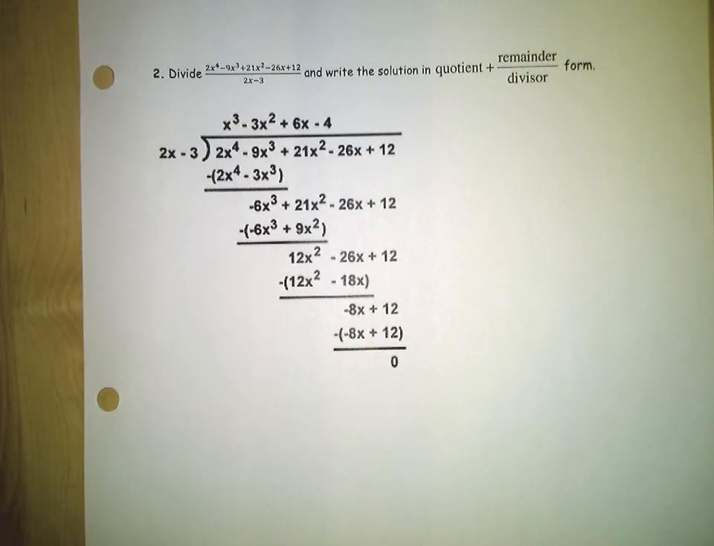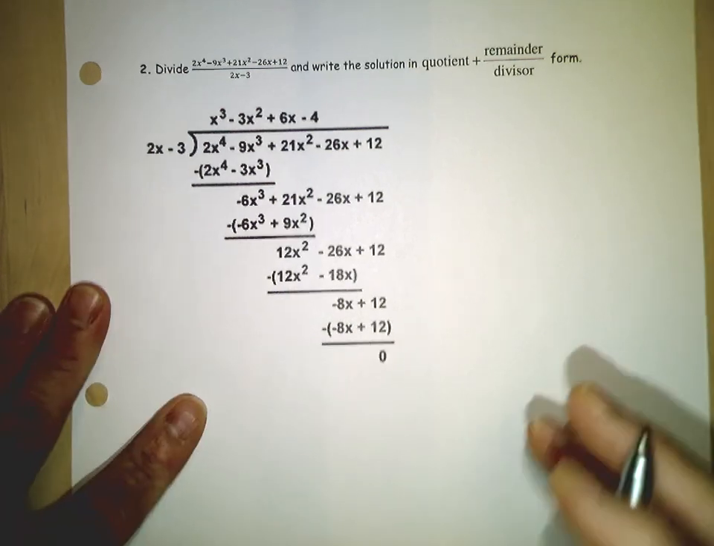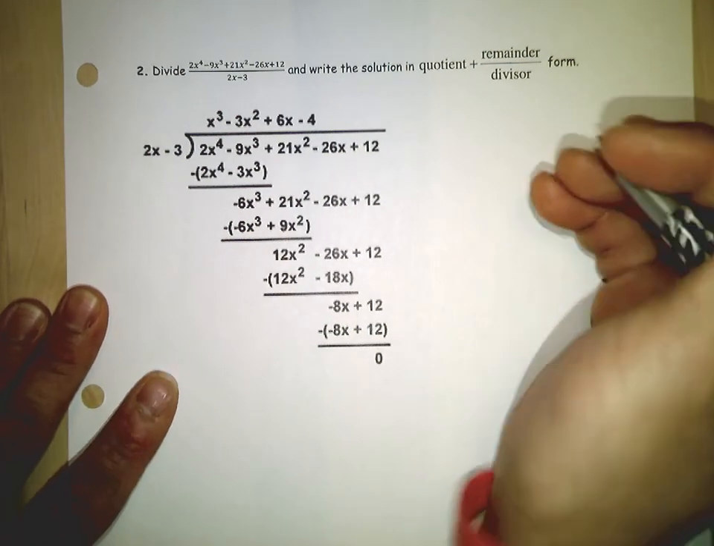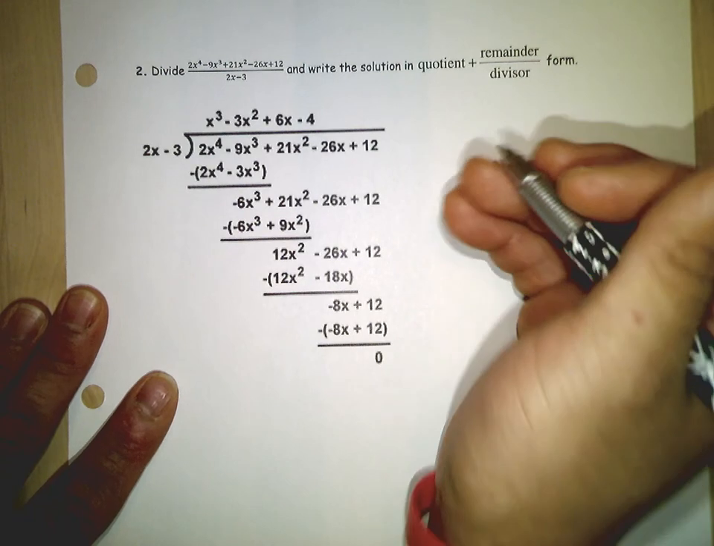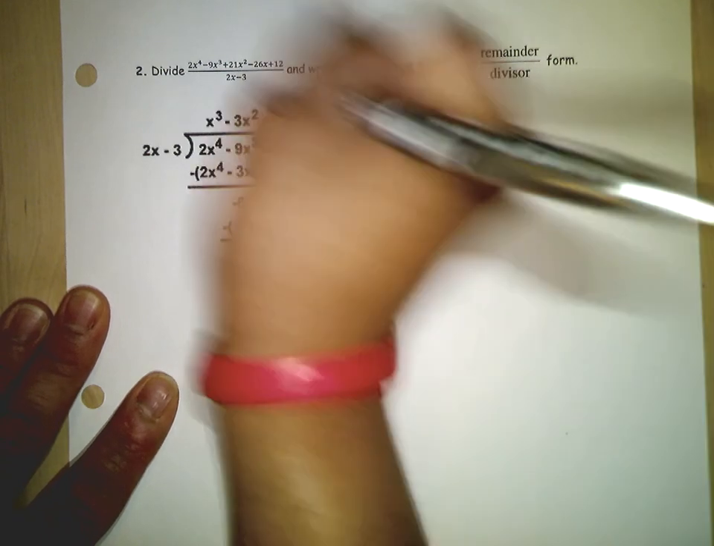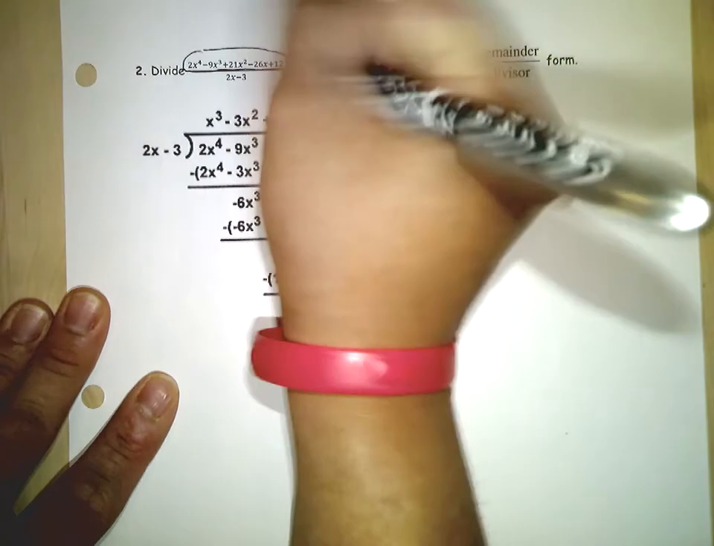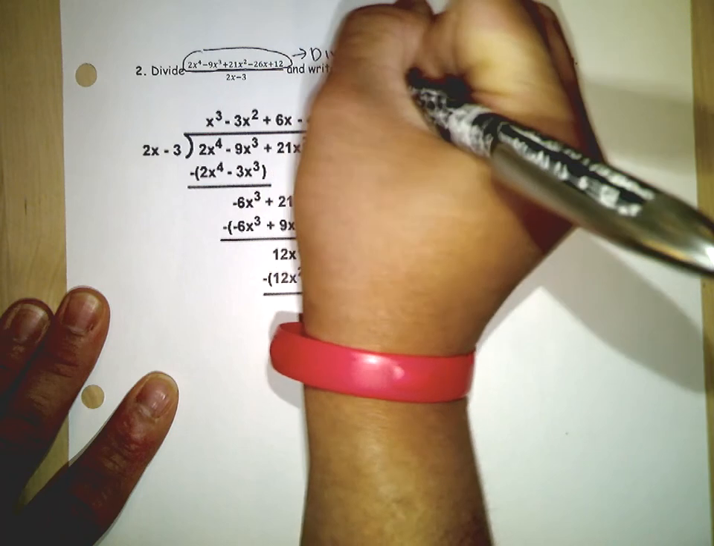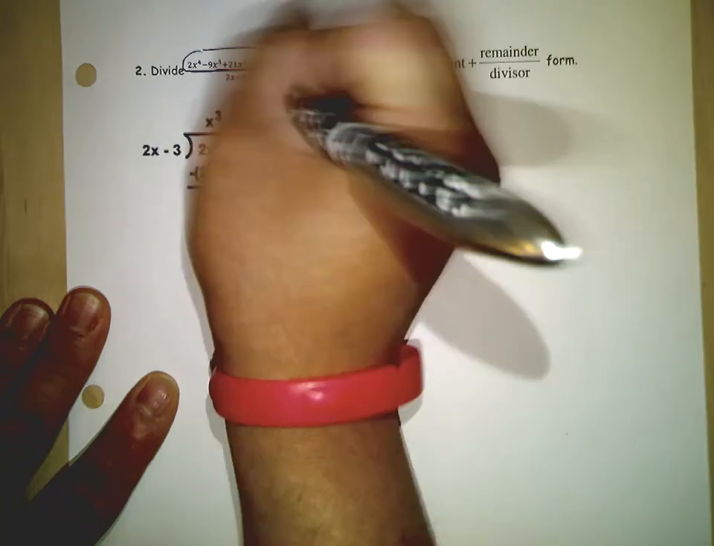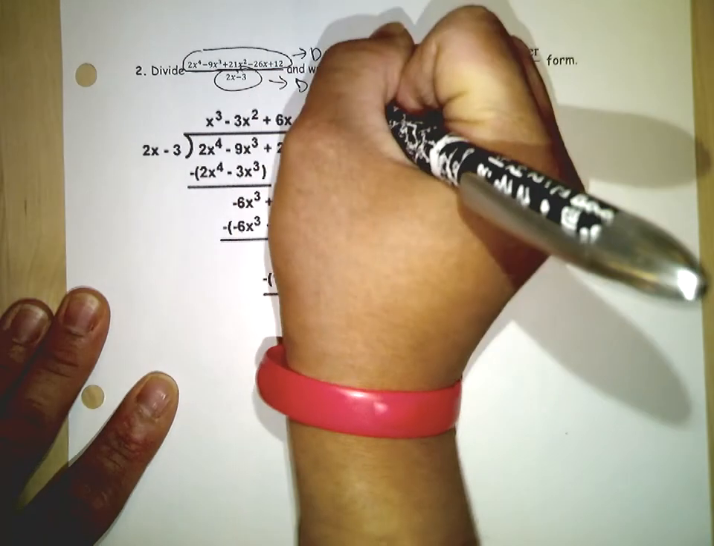So let's try this again. Divide 2x to the 4th minus 9x to the 3rd plus 21x squared minus 26x plus 12 by 2x minus 3. So this is the dividend. This is the divisor.